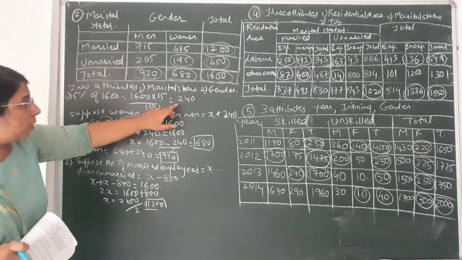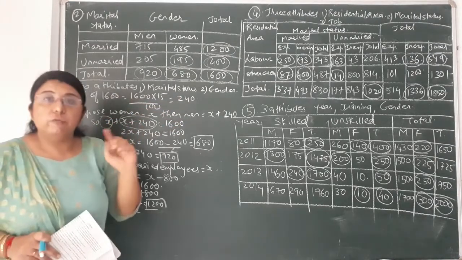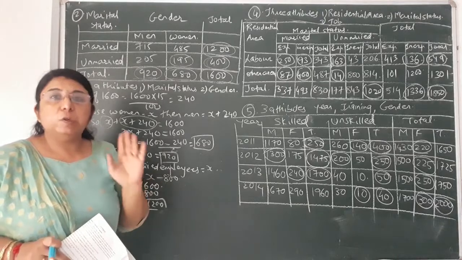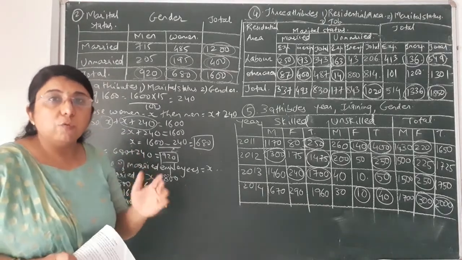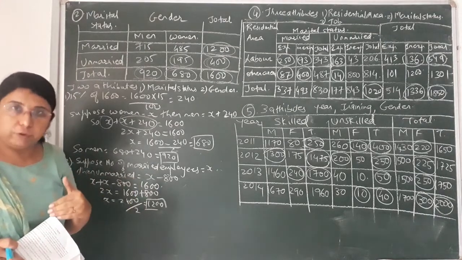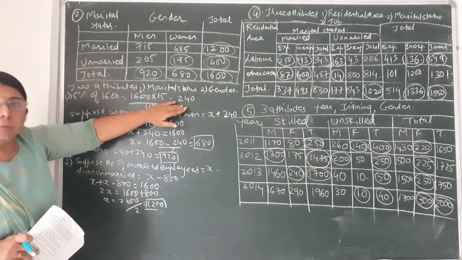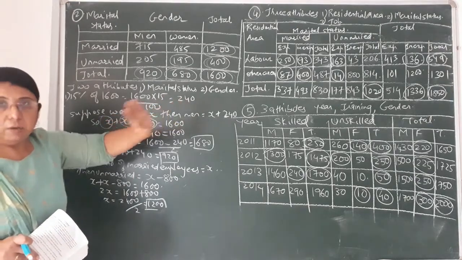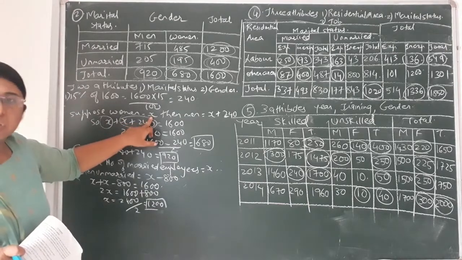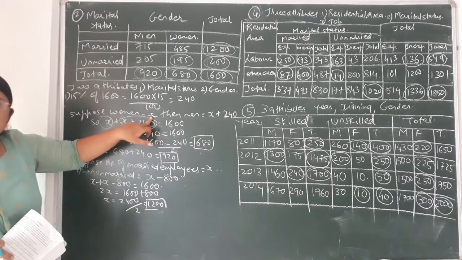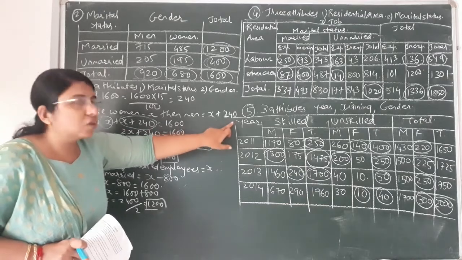So the number of men would be 240 more than the number of women, but we do not have the number of men or the number of women. So how to find out the number of men and women? We only get the idea that there would be 240 more men compared to women. So now suppose women is equal to x. We are taking a supposition for women, that is x. Then men would be 240 more than women, so x plus 240.